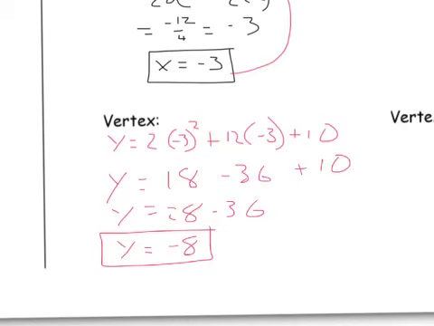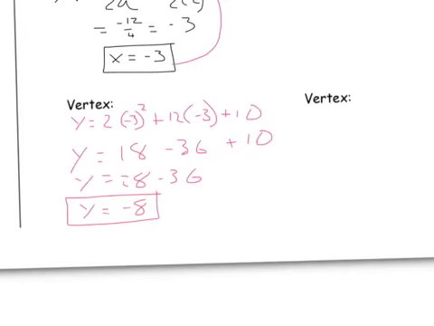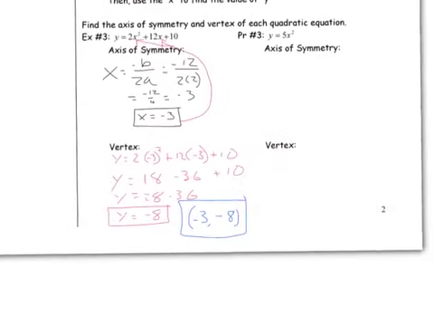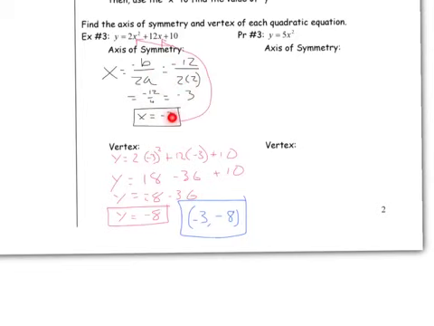That means my vertex is negative 3 comma negative 8. There's my vertex. So I use the formula to find the x, plug it into the original equation to find the y, and that gives me my vertex. I want you guys to go ahead and try it with this one. It should be pretty easy to do. You don't have a b term, so your b term is 0. So go ahead and give it a try. I'll put the answer up in just a second.